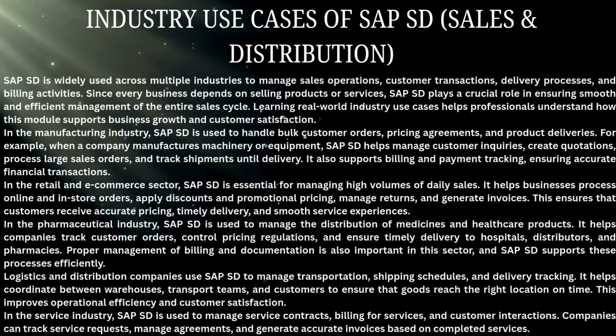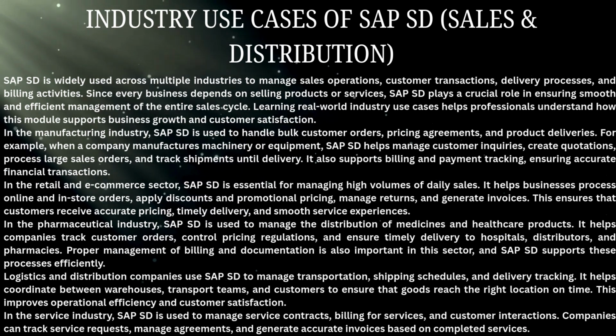In the pharmaceutical industry, SAP SD is used to manage the distribution of medicines and healthcare products. It helps companies track customer orders, control pricing regulations, and ensure timely delivery to hospitals, distributors, and pharmacies. Proper management of billing and documentation is also important in this sector, and SAP SD supports these processes efficiently.